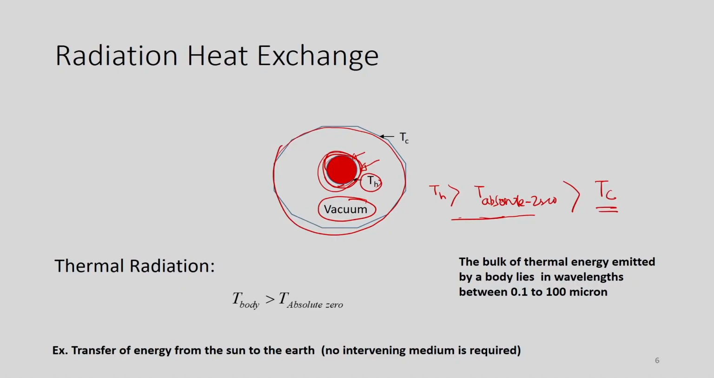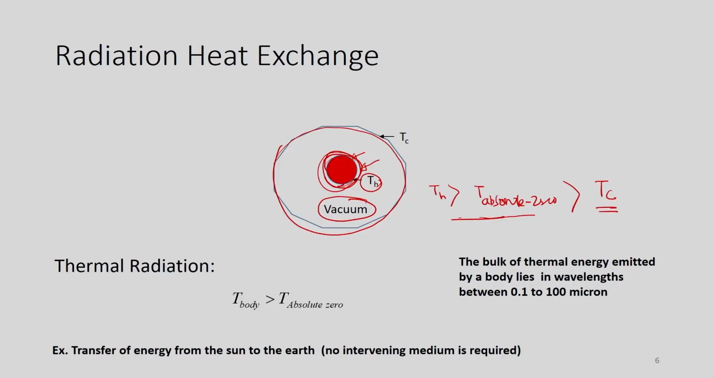And from that, what we understand is we do not need any intervening medium for transferring energy from Sun to the Earth. Okay? So, this Sun will emit thermal radiation at about 6000 Kelvin, and the bulk thermal energy emitted by a body lies in wavelength between 0.1 to 100. So, most of the thermal radiation is emitted at this wavelength, 0.1 to 100 micron. Okay? So, this micron we can represent as μm also.